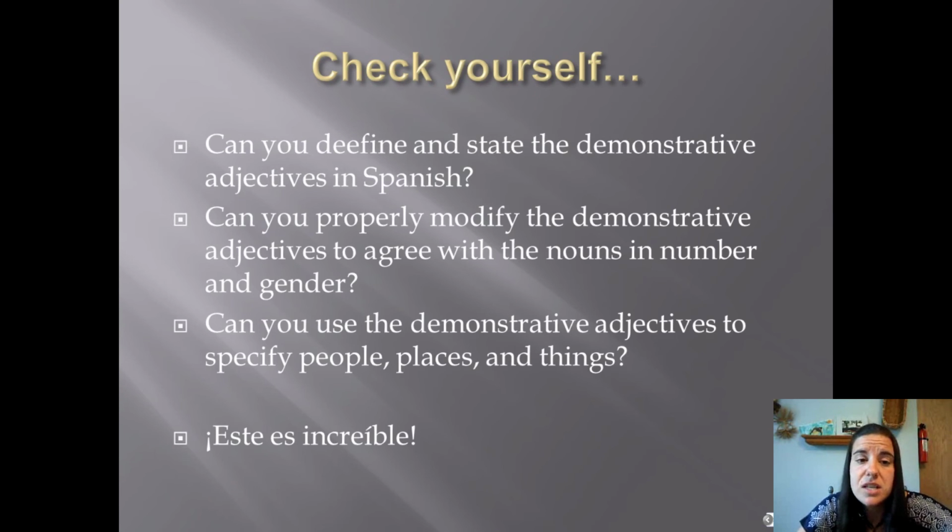Okay, time to check yourself. Can you define and state the demonstrative adjectives in Spanish? Can you properly modify the demonstrative adjectives to agree with the nouns in number and in gender? Can you use the demonstrative adjectives to specify people, places, and things?